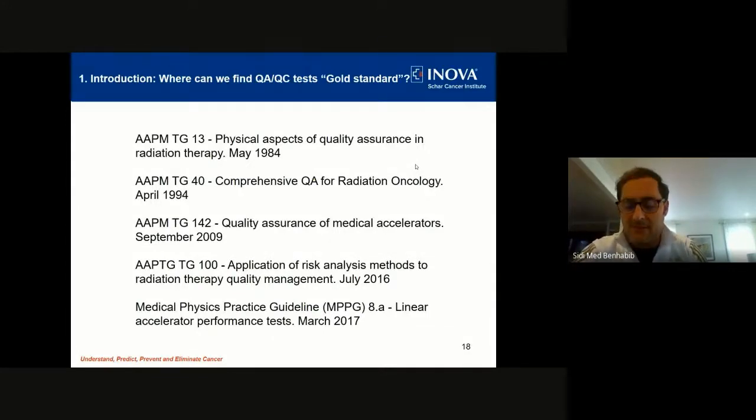And also one very, very good paper is the MPPG. Basically, it's the Medical Physics Practice Guidelines for medical accelerators, and you can find all these papers on the AAPM website, and there are more. There's one for the CT scanner, one for TOMO, one for SRS. There are a lot of TG reports, and I invite everybody to go through them. Next slide, please.